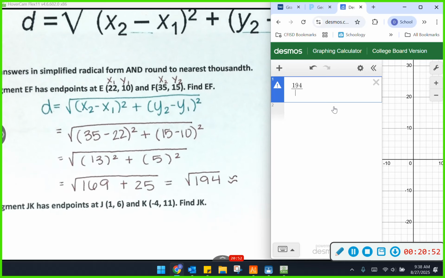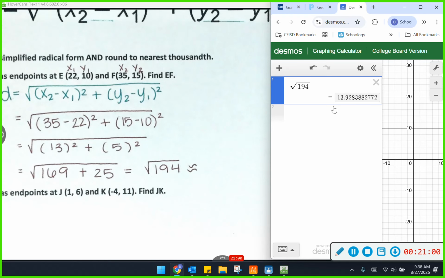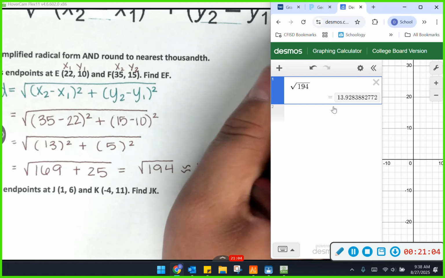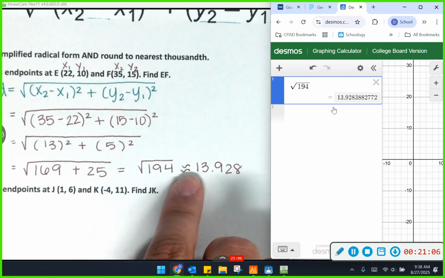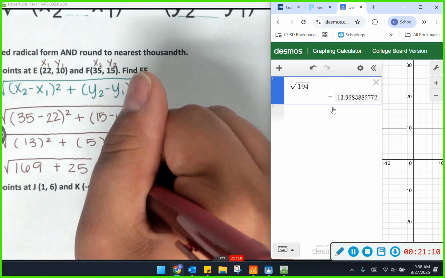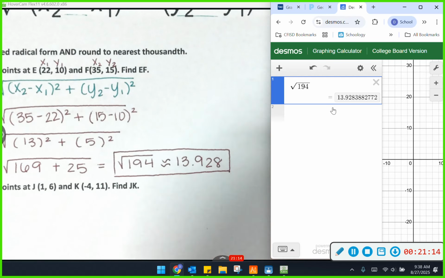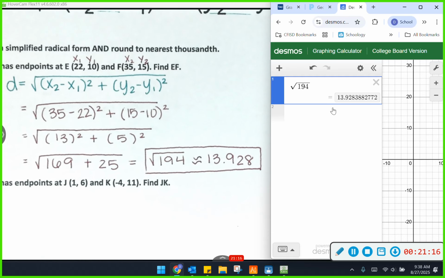However, it told us it wanted in what? It also wanted us to round, so what is that rounded? 14.928. Do y'all know what these little wavy equal signs mean? Approximate. Estimating the value. So there are our answers.